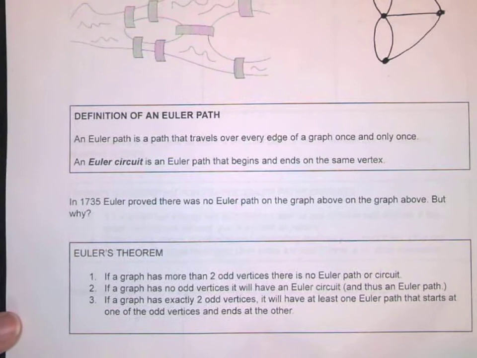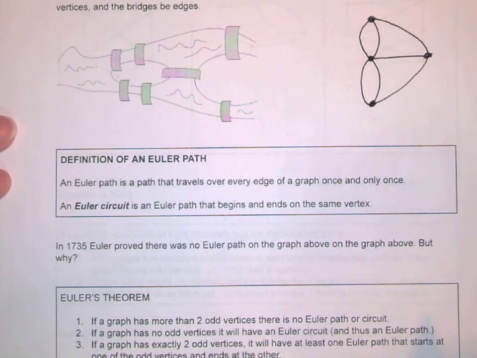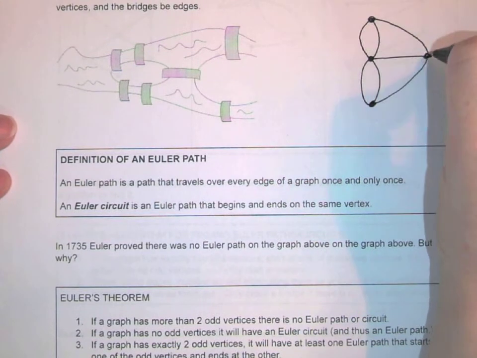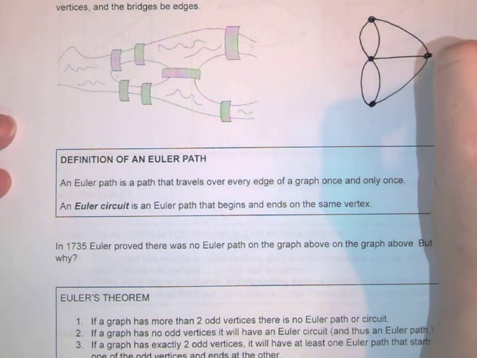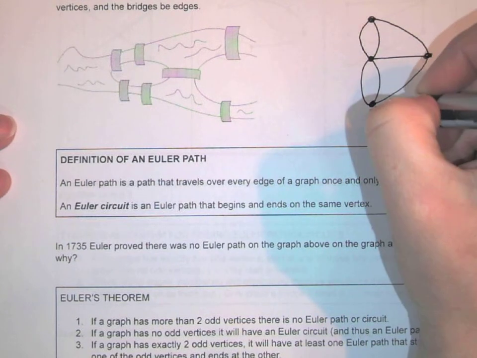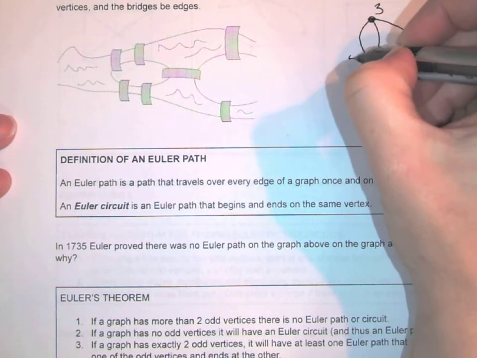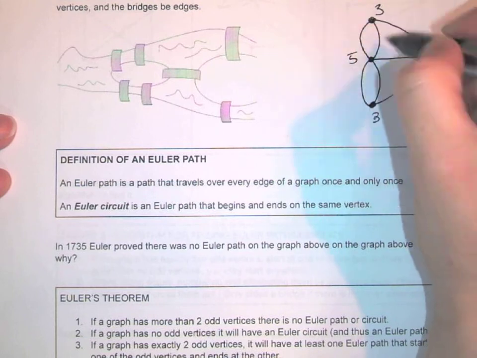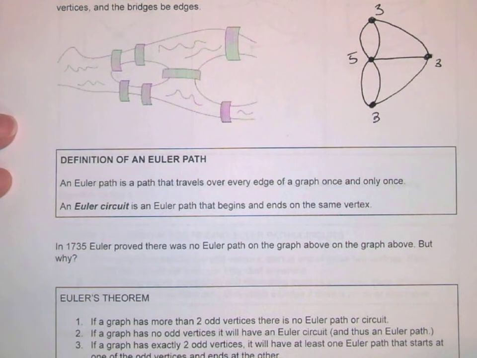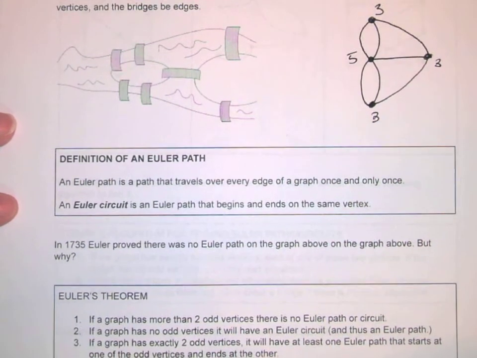So Euler proved this theorem relating to the degrees of the vertices. So remember, the degree of a vertex is how many edges come into that vertex. So I'm going to write the degrees of these up here. The degree of this one is 3, 3, 3, and 5. Because 5 bridges are coming to meet here, 3 are meeting here, 3 are meeting here, and 3 are meeting at the bottom. So the degrees of each of these vertices is odd.